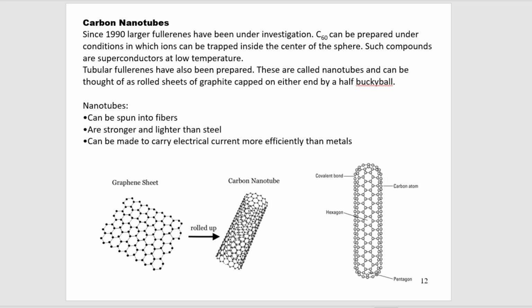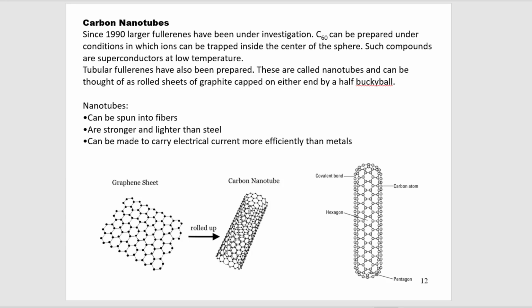Now, carbon nanotubes are also related systems, and since 1990, carbon nanotubes have found an array of different uses. They can be prepared under conditions in which ions are trapped inside, and when ions are trapped inside, they can be superconductors at low temperatures. So you can see here, you can prepare a graphene sheet, and these graphene sheets can be rolled into carbon nanotubes. Again, the ions can be trapped on the inside, held by the p orbitals.